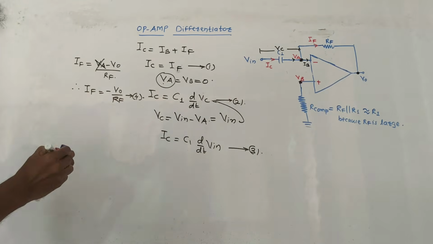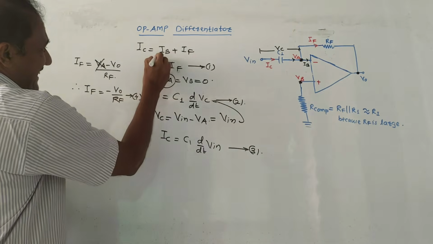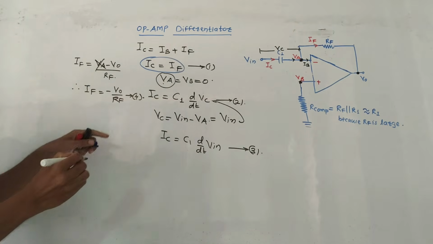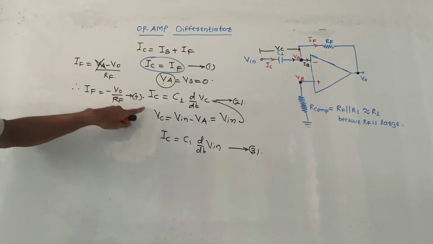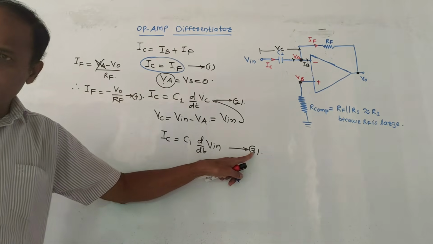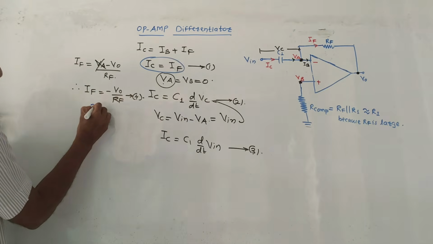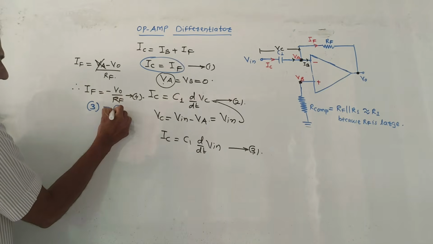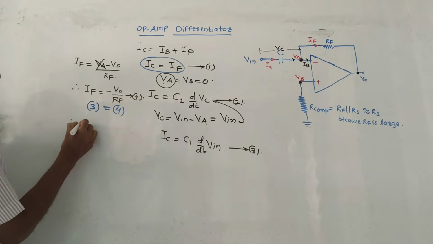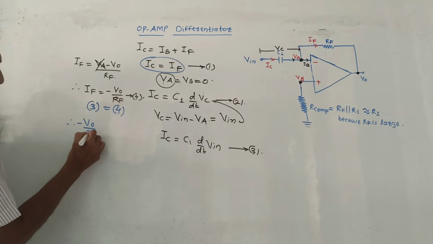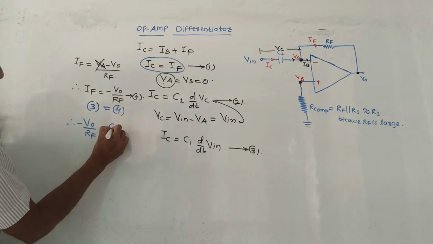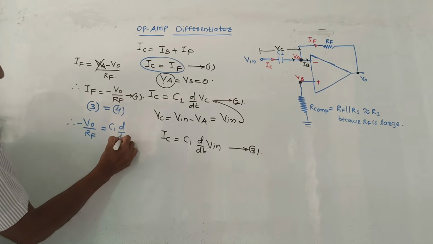But just now we discussed IC is same as IF. That means we can well equate equations 3 and 4. Equation 3 is equation of IC. Equation 4 is equation of IF. So equate equations 3 and 4. So I can write minus V0 upon RF is equals to C1 d by dt of V in.